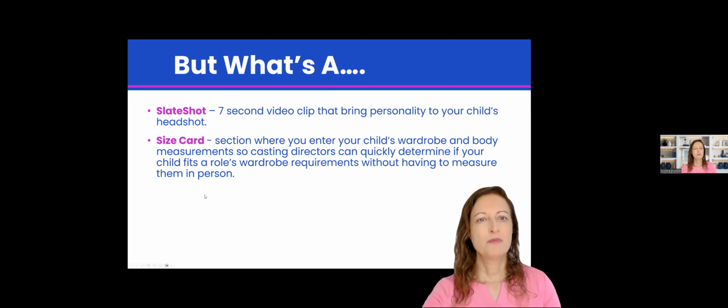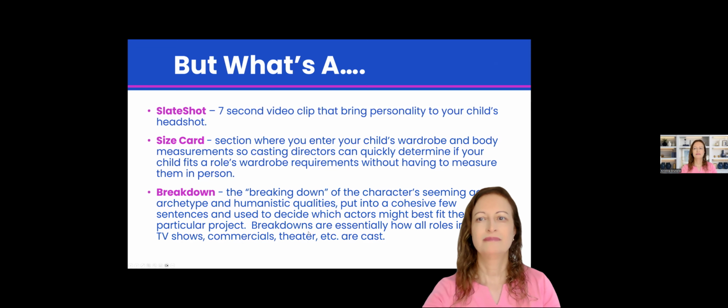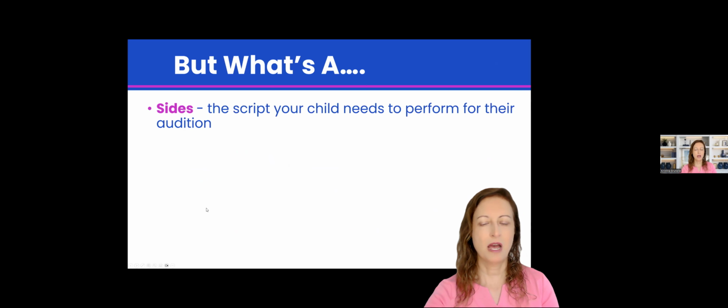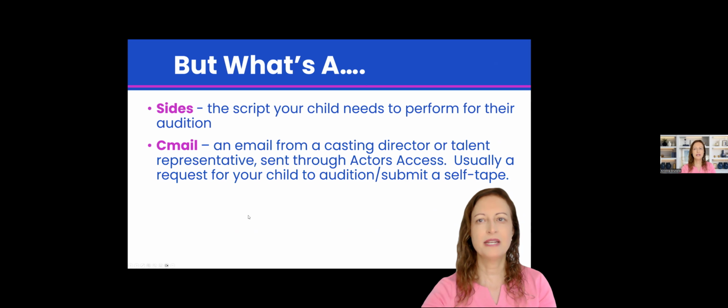So breakdown, we talked about that. That's how everything is cast, by sending out a breakdown, sending that out to agents. They find people that fit the breakdown, and then they submit. All right. And sides. So that's the script that your child is actually going to use. And when you see people say, hey, download the sides, or where are the sides, that's what they're talking about, is the actual script.